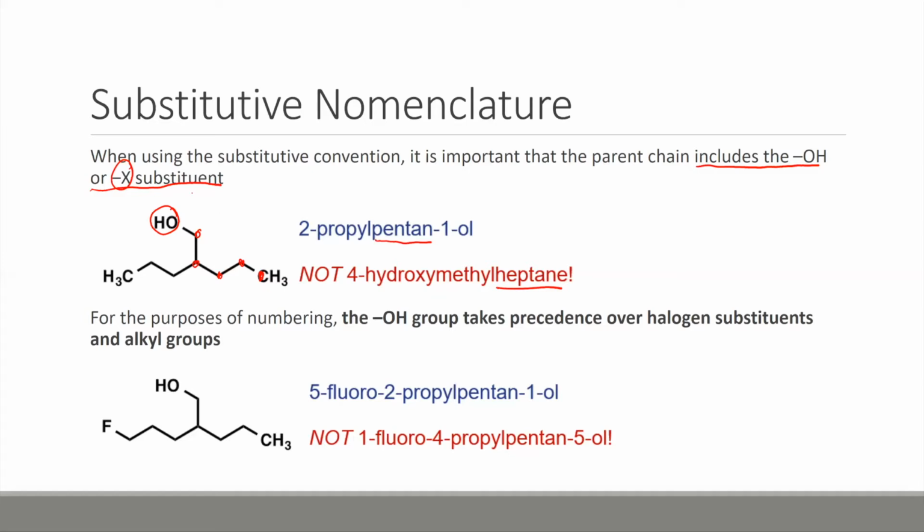And numbering is always going to start from the end with the substituents. So that means here, if this is my main chain, I can start at either end. So that OH group is going to be at the 1 position. This is carbon number 1, so it gets 1-ol. Now the rest of this we have to call a side chain. This side chain is 1, 2, 3 carbons long, making it a propyl. And it is on position 2 based on our numbering. So it gets 2-propyl.